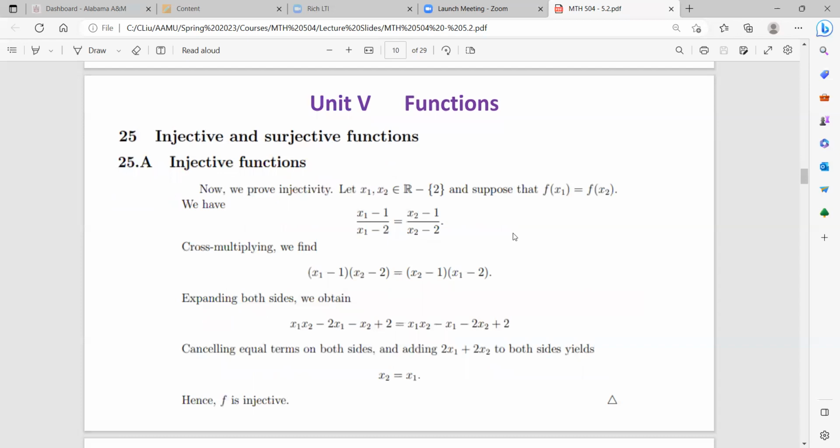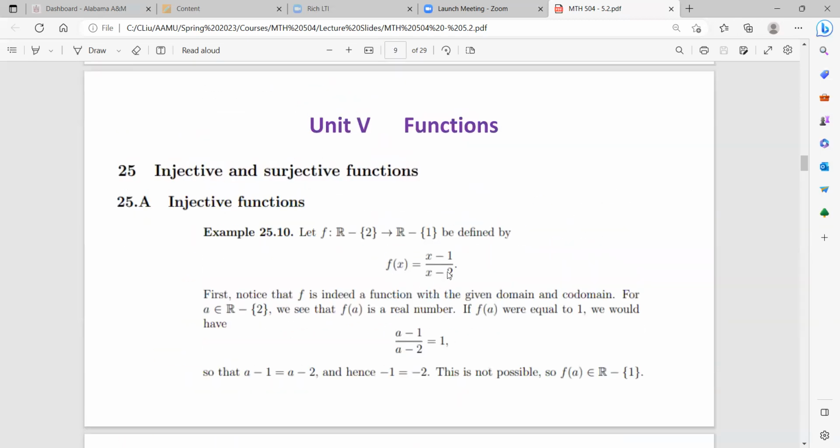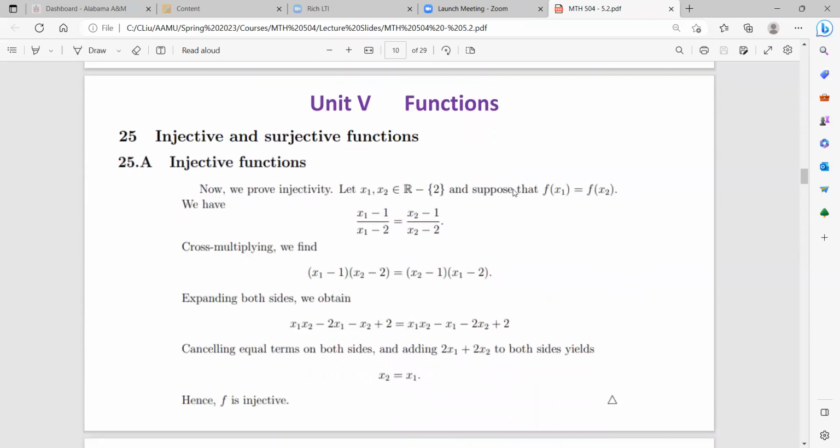Okay, so how do we prove this function is injective? Again, you just pick any two numbers from the domain, x1, x2, and set f(x1) equal to f(x2). So that means (x1 minus 1) over (x1 minus 2) equals (x2 minus 1) over (x2 minus 2). You remember the function is x minus 1 over x minus 2. And this is easy to solve. You do the cross multiply.